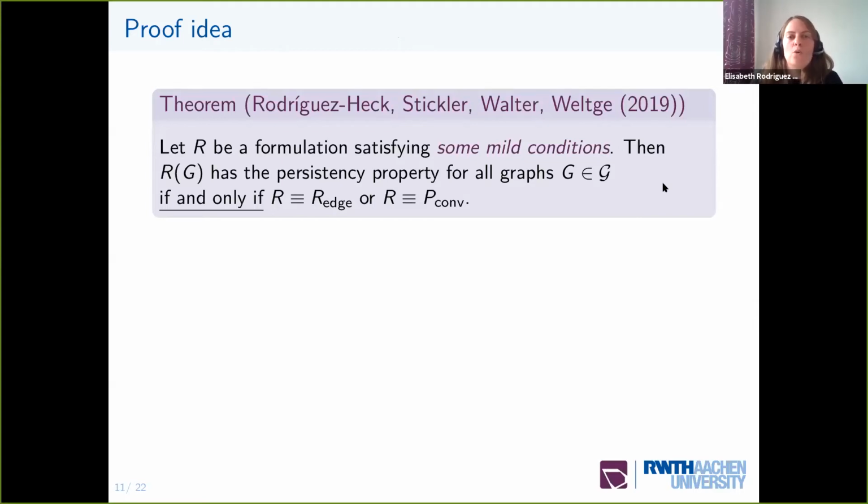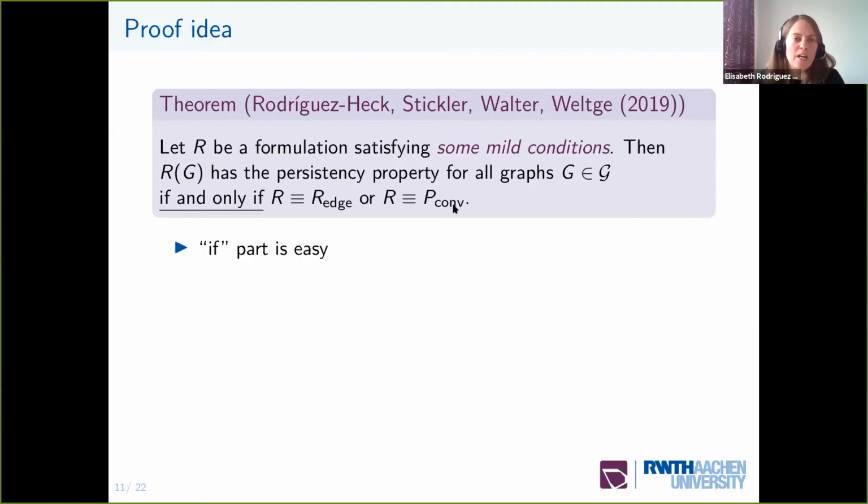Okay, so then I will continue with a proof idea. Half of the paper is a proof of this theorem. I want to give an idea of how we prove this result. Here I've only repeated our theorem.